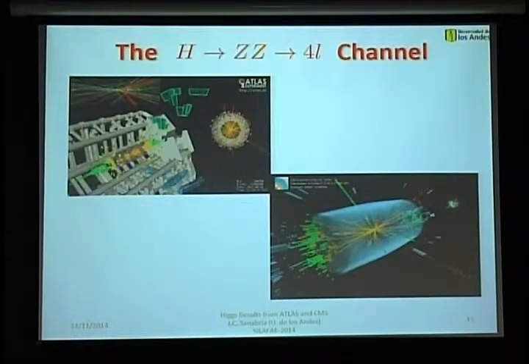Let's move to the other channel, which is H going into ZZ* going into 4 leptons. Here we have prospective event displays. This one would have 4 muons, and this one has 2 electrons and 2 muons. For the 4 leptons, product of the decay of the Z.